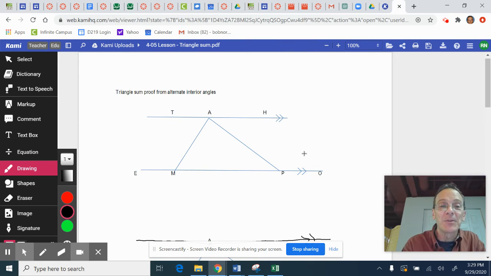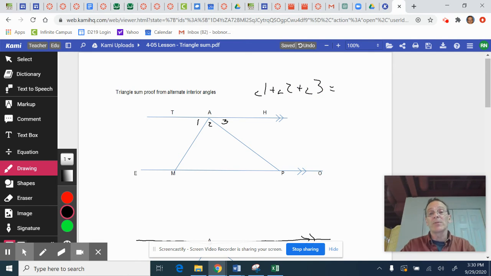Okay. Here's the original triangle AMP. And then here's a line that's been drawn to go through point A, parallel to that bottom of the triangle there. And we've got parallel lines now, and I'm going to number some angles. 1, 2, 3. Okay. These three angles, angle 1 plus angle 2 plus angle 3.